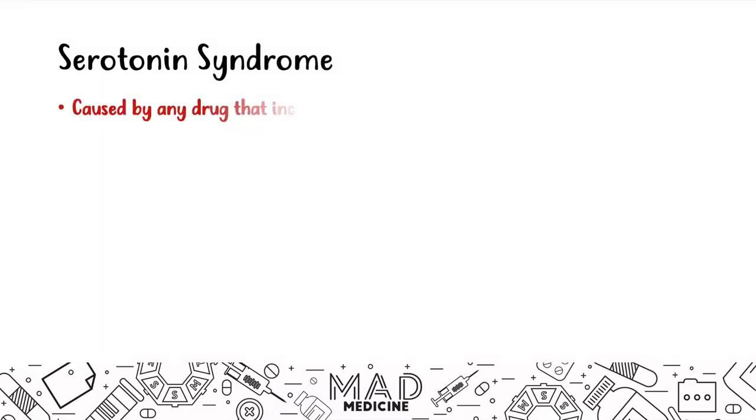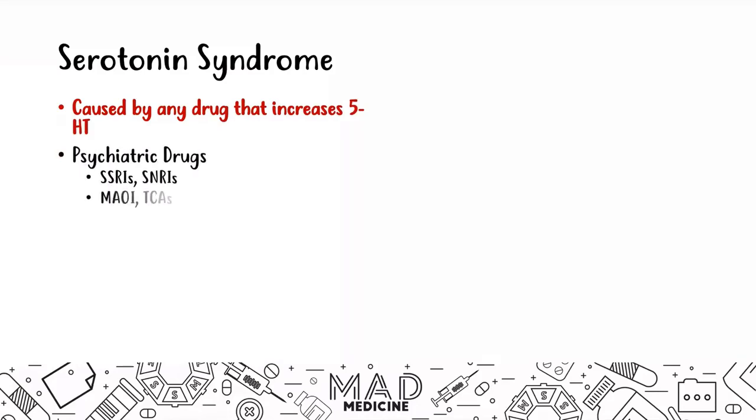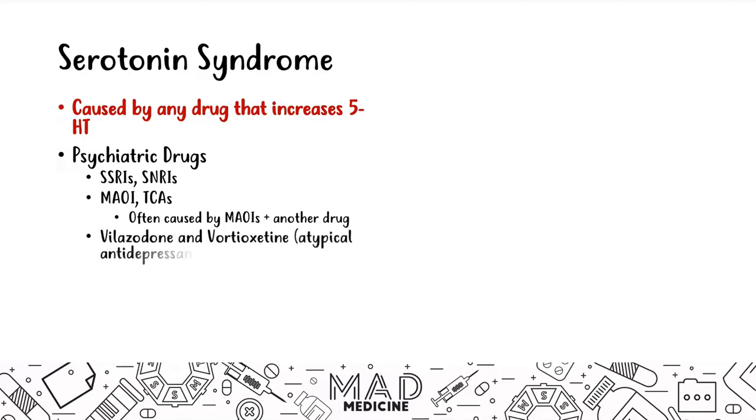The serotonin syndrome can be caused by any drug that increases serotonin levels, 5-hydroxytryptamine, aka serotonin. Now, these can be psychiatric drugs like SSRIs, SNRIs, monoamine oxidase inhibitors, and tricyclic antidepressants, but most likely it's going to be a monoamine oxidase inhibitor along with another drug. Vilazodone and vortioxetine, which are atypical antidepressants, can also cause these side effects.